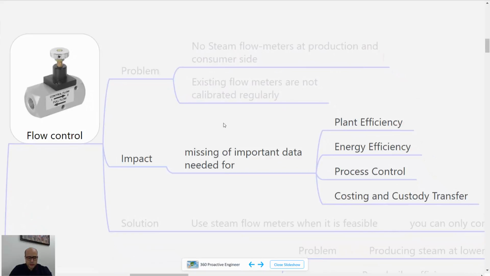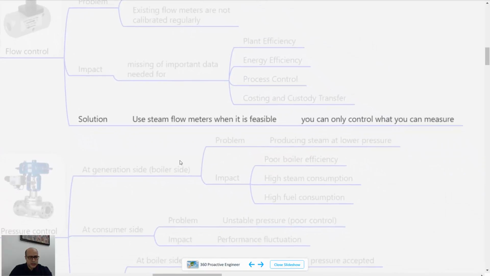The impact of those two practices is that we will be missing important data that we need for plant efficiency, energy efficiency, process control, costing and other issues. So we cannot build on this kind of non-reliable data.